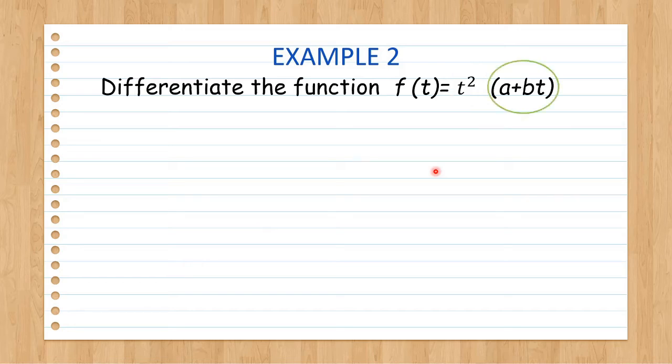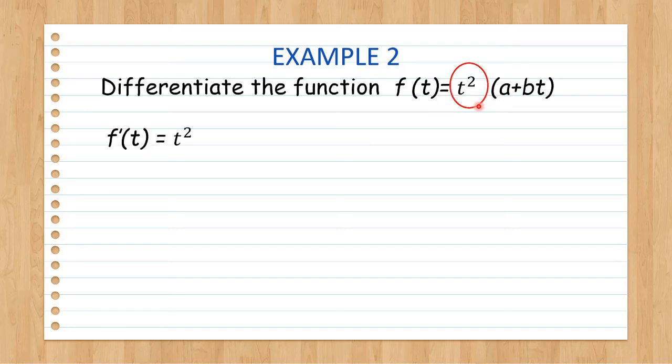But since we have three variables t, a, and b, we need to know in terms of which variable we are differentiating. So we look at what this function is called. This function is called f(t). So we know that the variable we'll be differentiating in terms of is t, and a and b are our constants. So here I'll choose to keep the t squared the same, and I'll write that down.